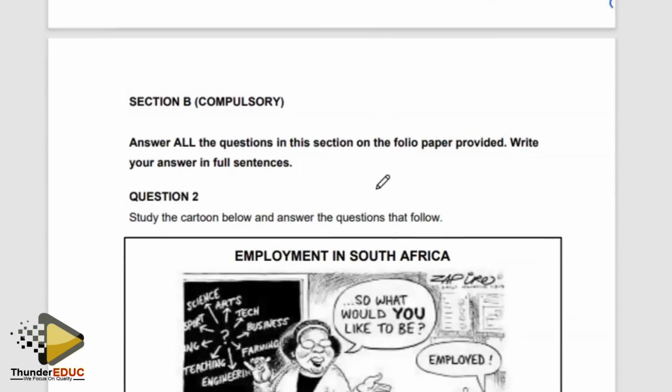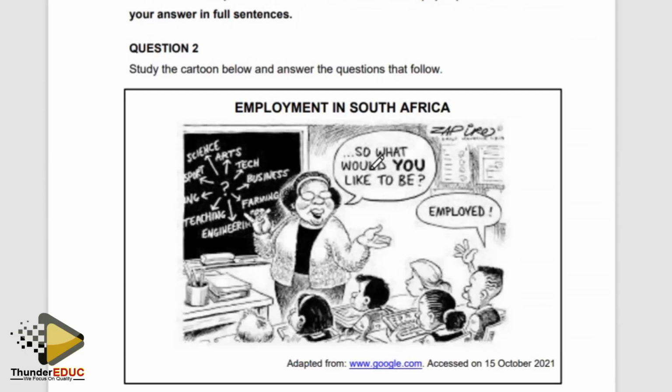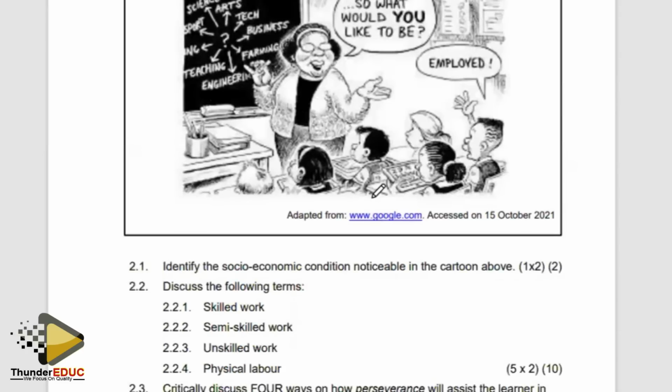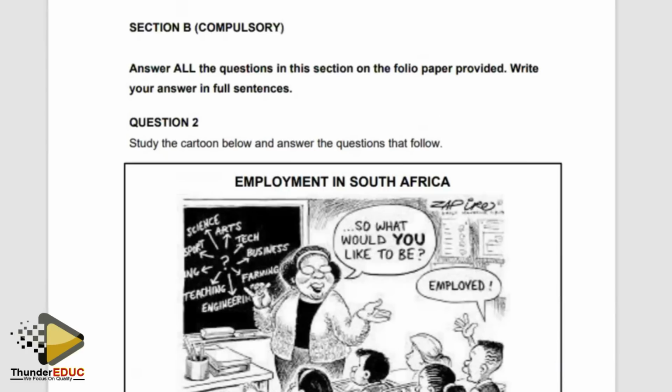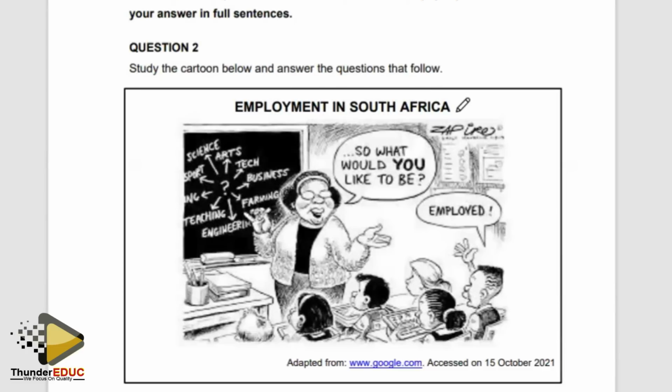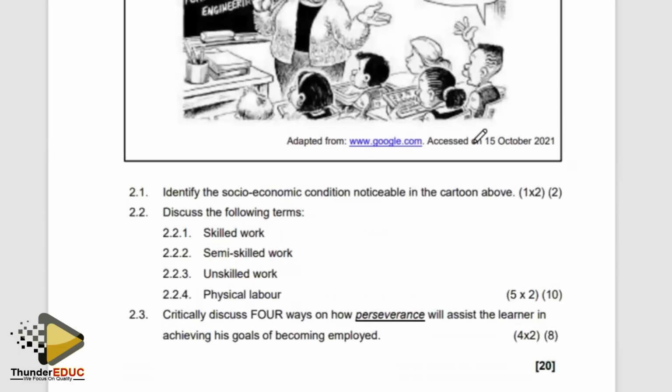Then section B, it's compulsory also. Answer all the questions in this section on the folio paper provided. Write your answer in full sentences. Right. Our first question here is, you read the instruction and you study the cartoon below and answer the questions that follow. Identify the socio-economic condition noticeable in the cartoon above. All right, under here, you need to identify the socio-economic condition. Notice there is unemployment.